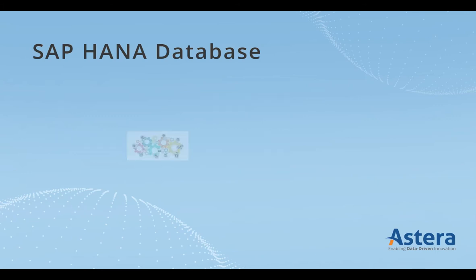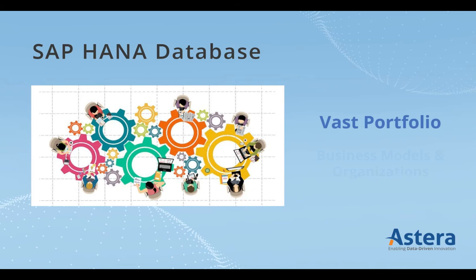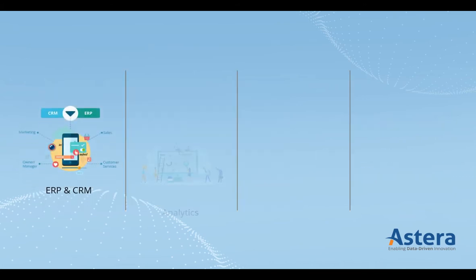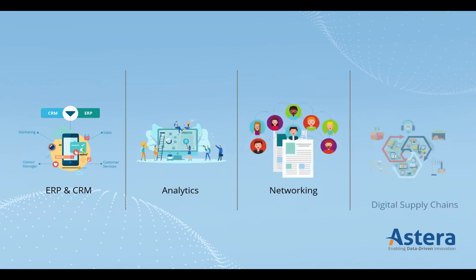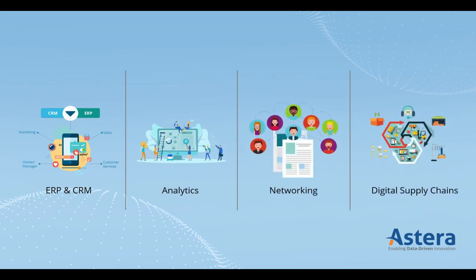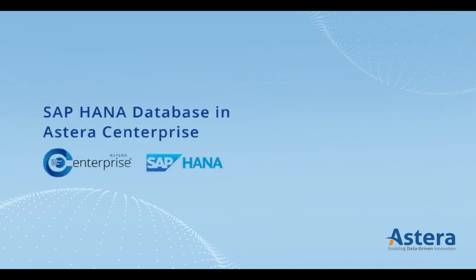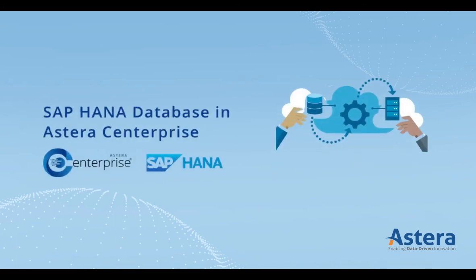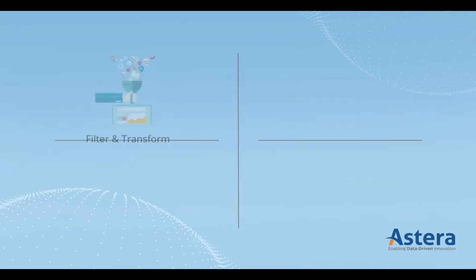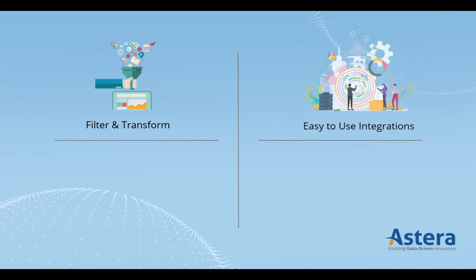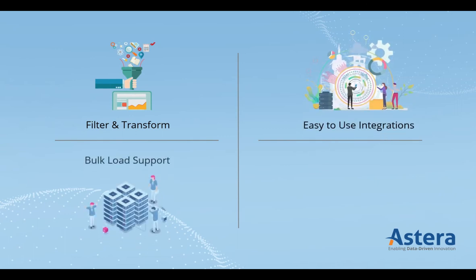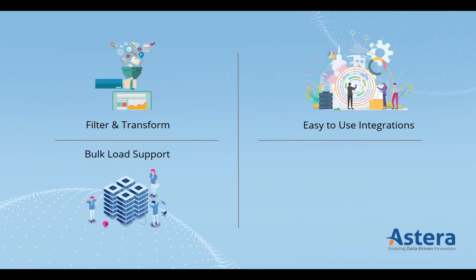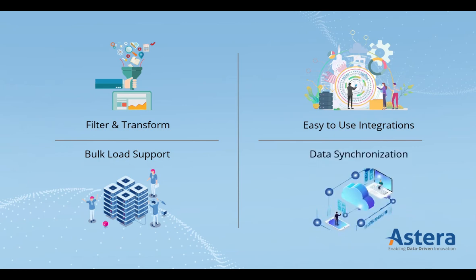SAP HANA boasts a vast portfolio with solutions for all types of organizations and business models, from ERP and CRM systems to analytics, networking, and digital supply chains. With Astera Centerprise native connectivity for SAP HANA, you can tackle your data integration challenges more effectively. You can easily filter and transform your data, perform easy-to-use integrations with a few clicks, process large datasets through Centerprise bulk load support, and achieve near real-time data synchronization.